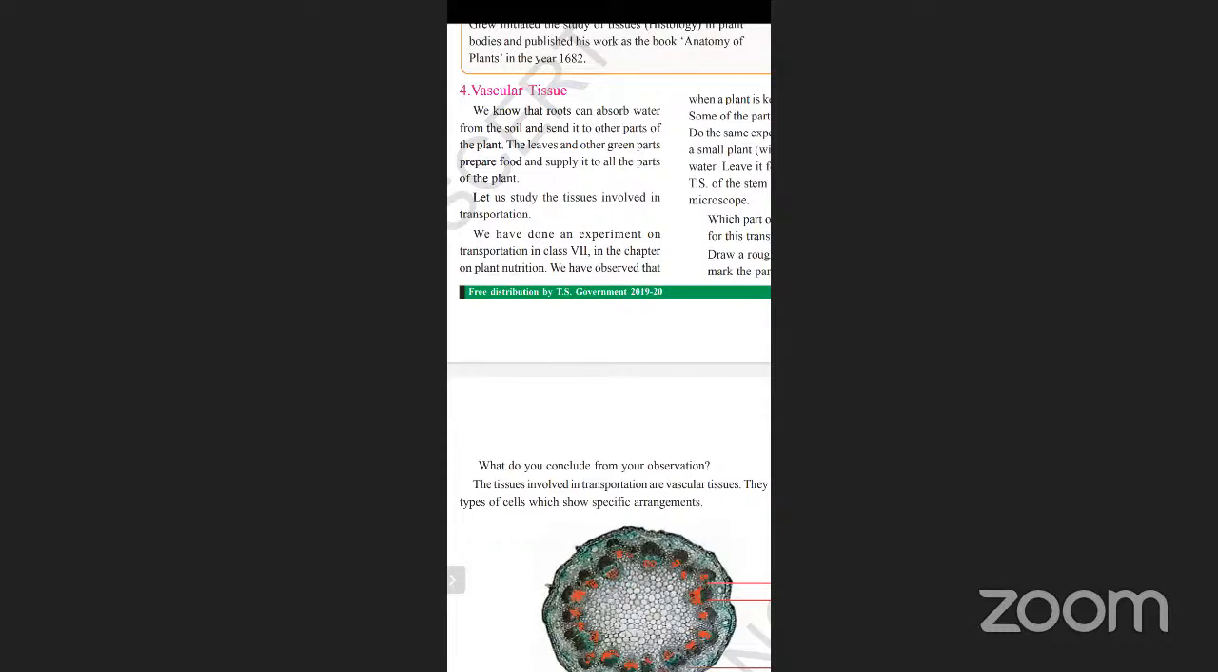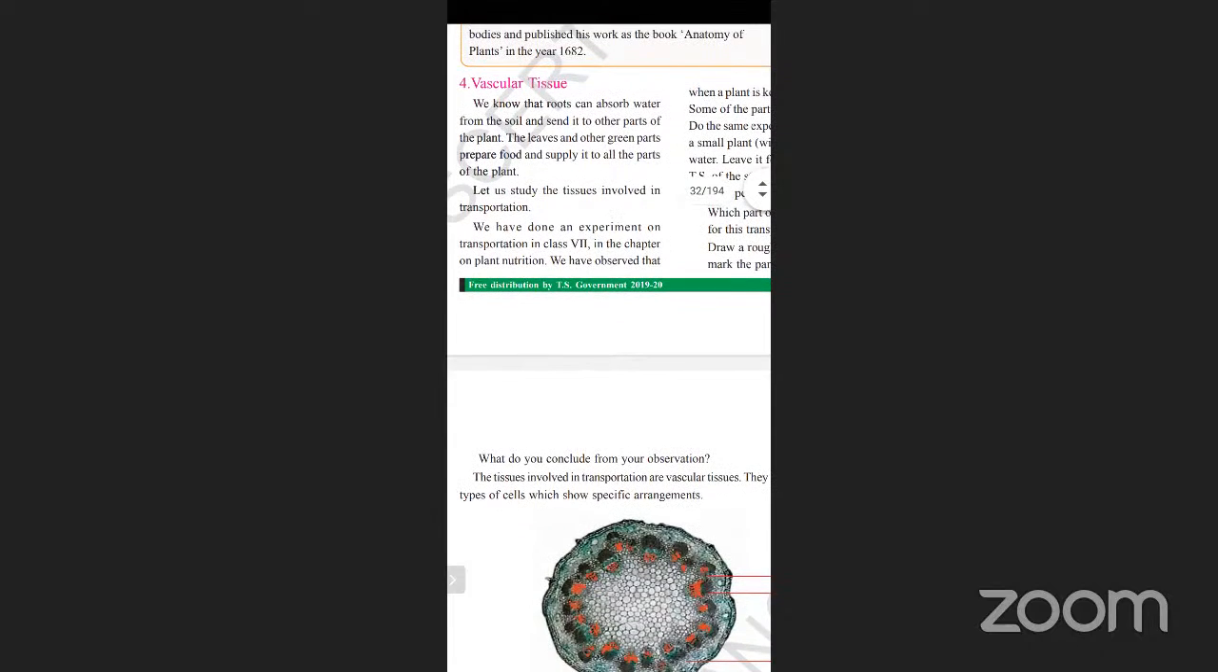The leaves and other green parts prepare food and supply it to all the parts of the plant. To prepare the food, they need water. Where is water present? In soil. So roots can absorb the water and send that water to other parts of the plant.